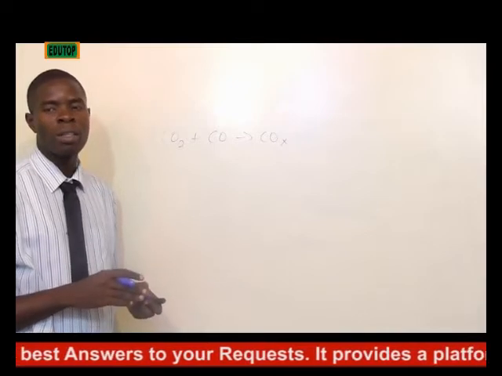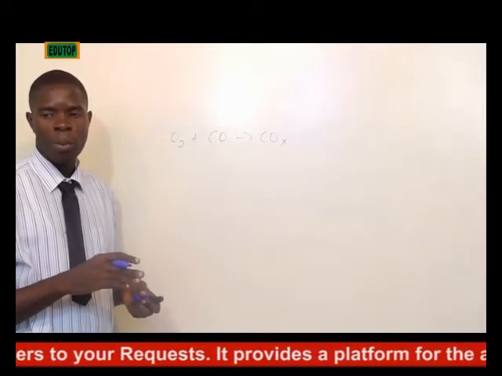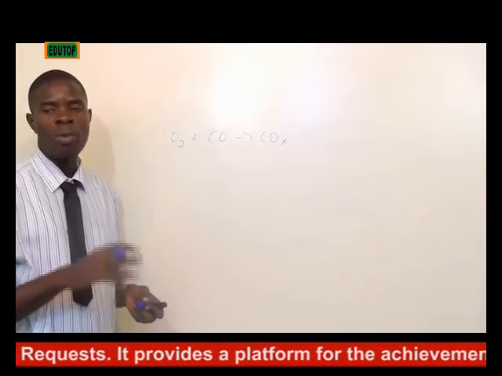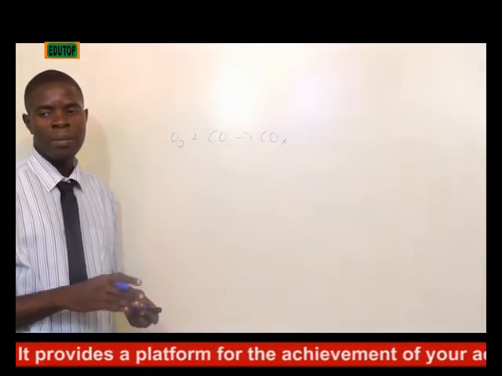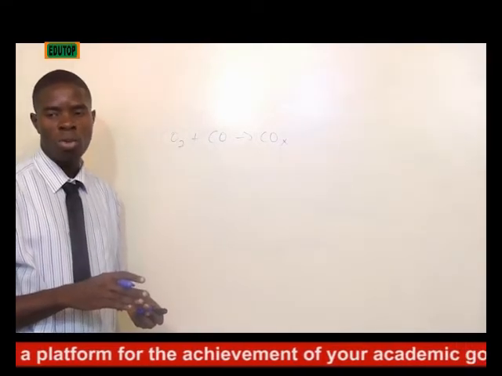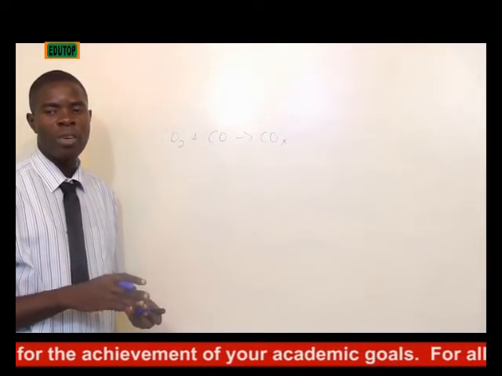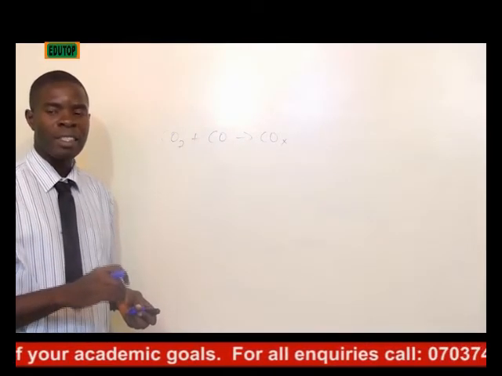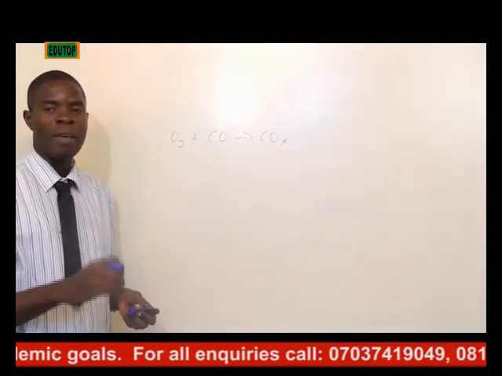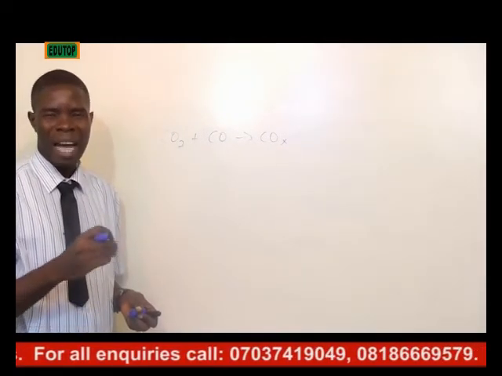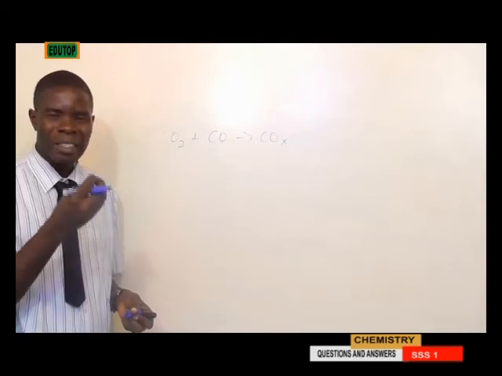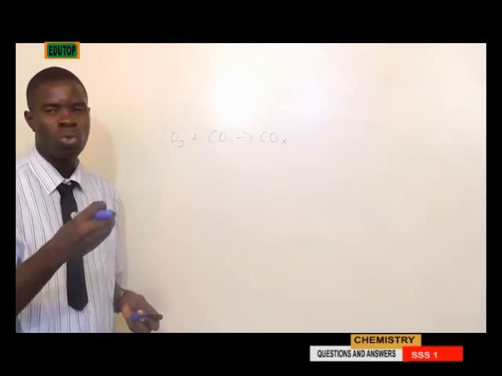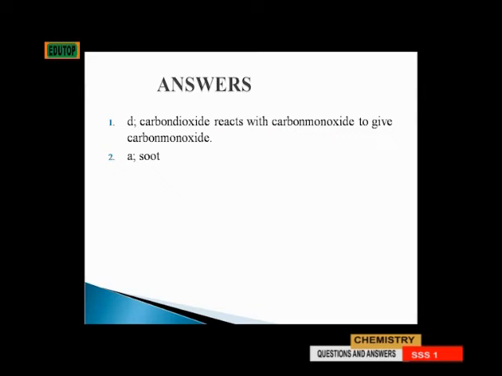Option D is wrong, because graphite being subjected to high temperature cannot give you graphite flakes. Quartz is also wrong. Artificial diamond is also wrong. And you know the property of graphite is that when you subject it to a very high temperature, you have charred carbon, which is known as soot. So automatically the answer to question number 2 is option A, which is soot.